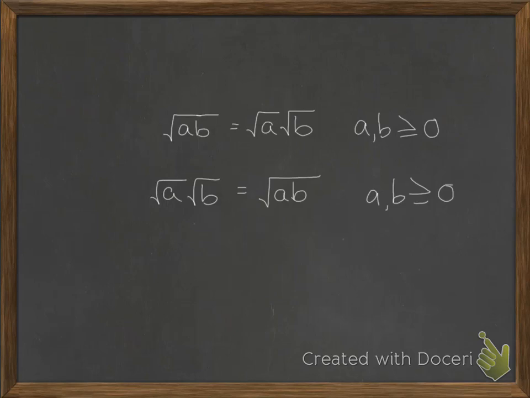Let's begin. We're going to be using the property that the square root of ab is equal to the square root of a times the square root of b, or conversely, that the square root of a times the square root of b is equal to the square root of ab. Remember, this is only true for non-negative values of a and b.